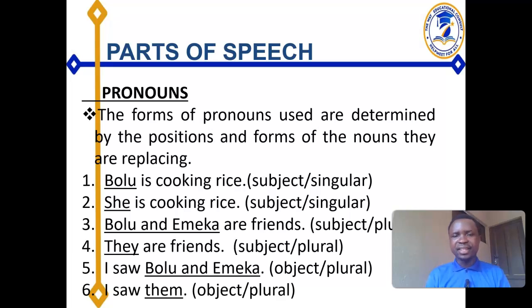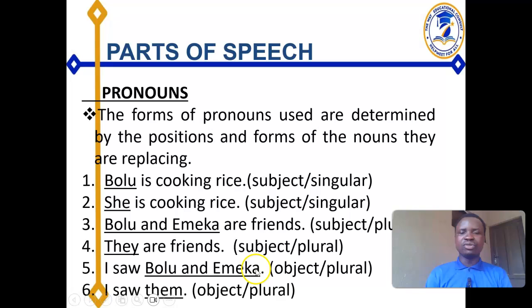Bolu and Emeka are friends. Bolu and Emeka are at the subject position, and then plural. Bolu and Emeka there are third person plural, right? So you have third person plural, they, being used in item number 4 to replace Bolu and Emeka, which you have in item number 3.